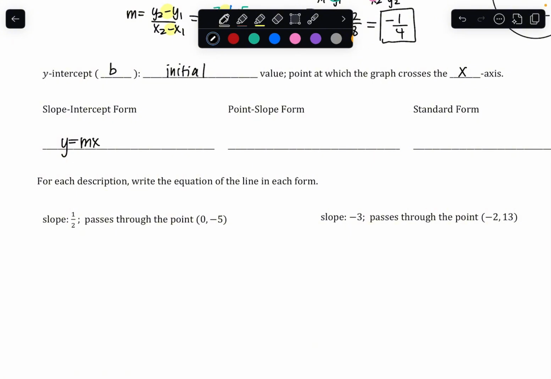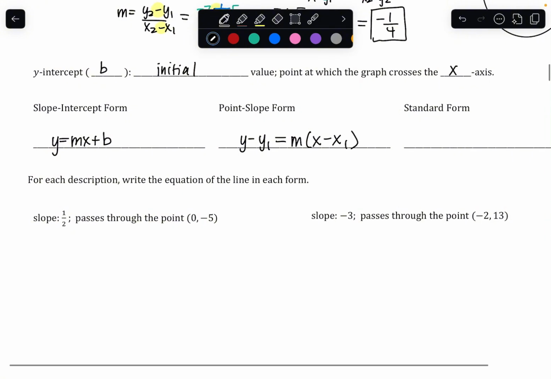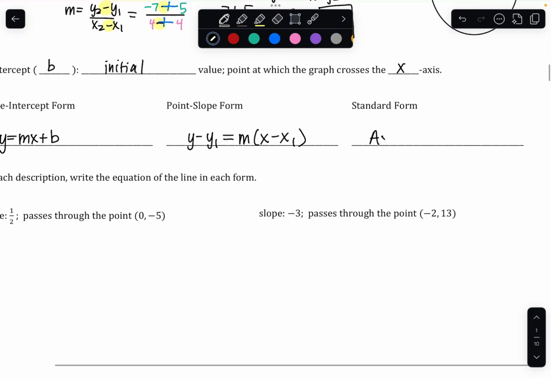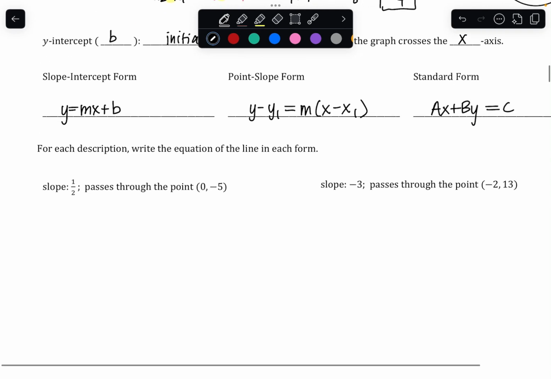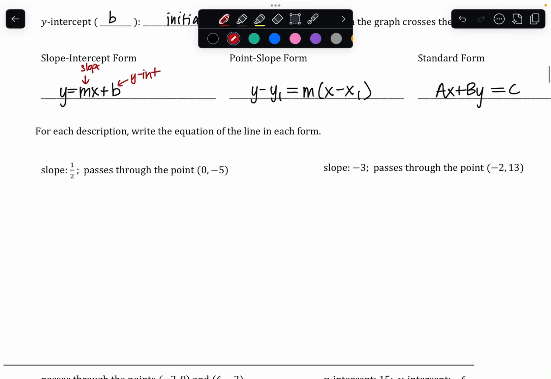Slope-intercept form is the most famous, y equals mx plus b. Point-slope form is used a lot, especially when you get to calculus. And then standard form. Okay, and so in slope-intercept form, you are given the slope, which is m, and the y-intercept, which is b. Okay, that's the easiest to graph from.